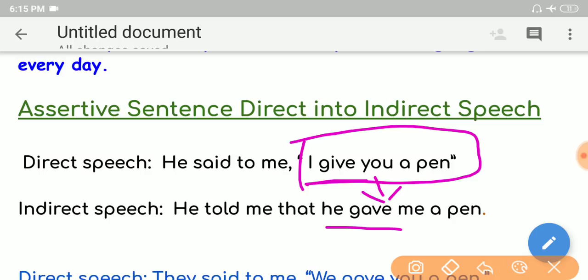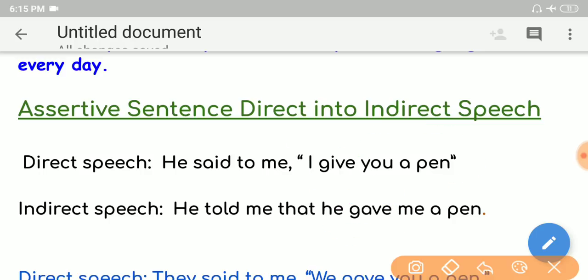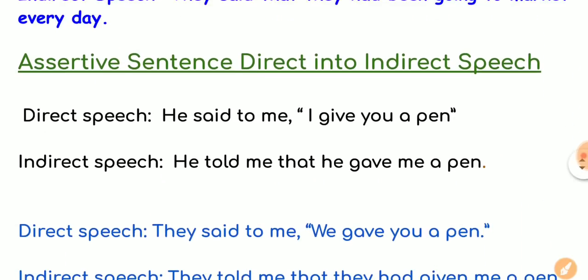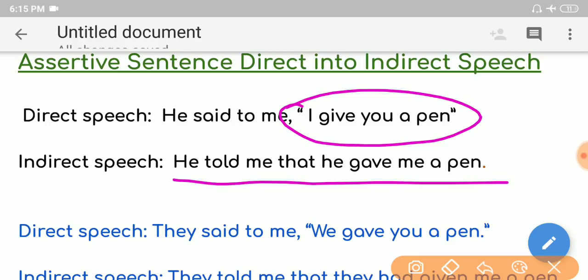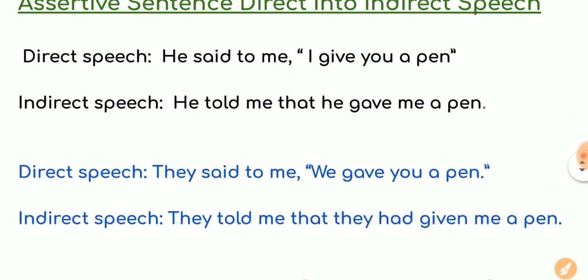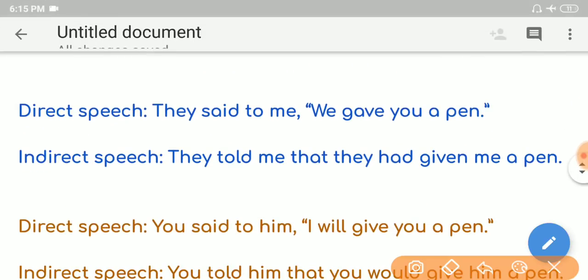See, I give changes into he gave. So this is the answer. He told me that he gave me a pen. So I think you might have understood. All the commas, inverted commas, everything is removed because assertive mode should be used at the same time. So let us go and learn with the other example, my dear friends.